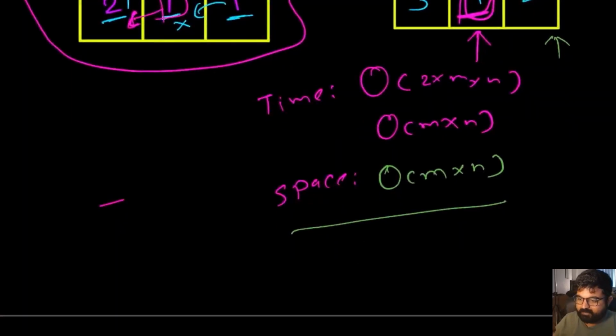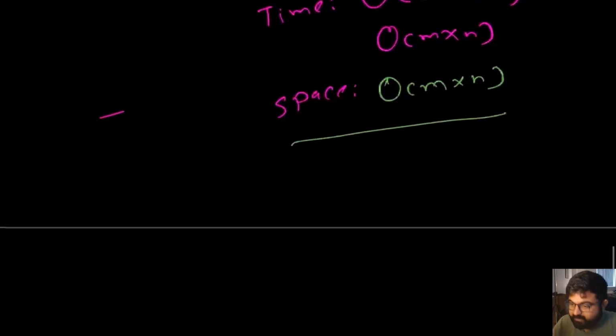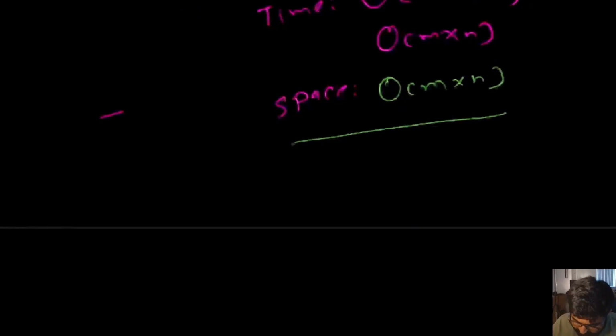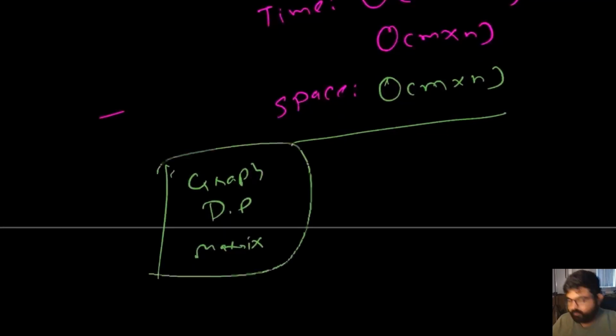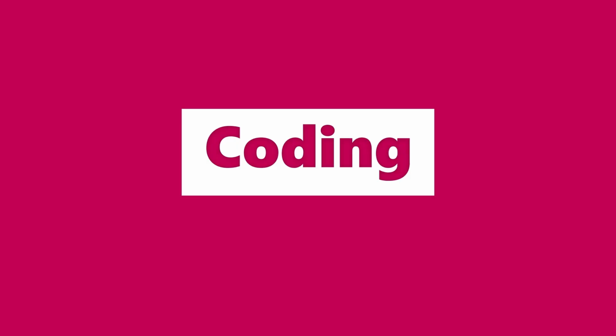So in my opinion, this is a very good problem to understand 3 major concepts, and that is graph, dynamic programming, and also matrix. So everyone should do this problem at least once. Now let's go to the coding part that is not so difficult.